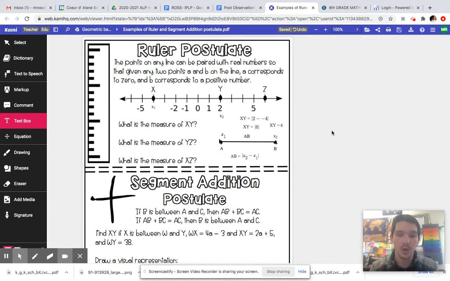That's all the ruler postulate is, but make sure you know this formula. It's something that people tend to forget about, the absolute value signs. Just know that you're looking at the distance between two points, and you're not going to have a negative distance. So the distance is always going to come out as a positive answer.